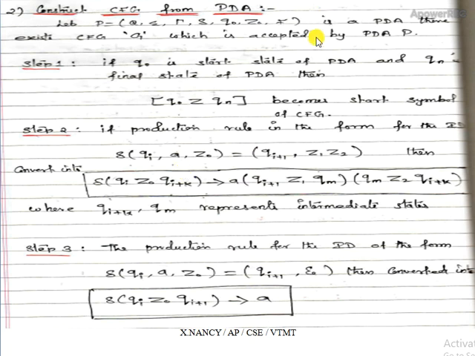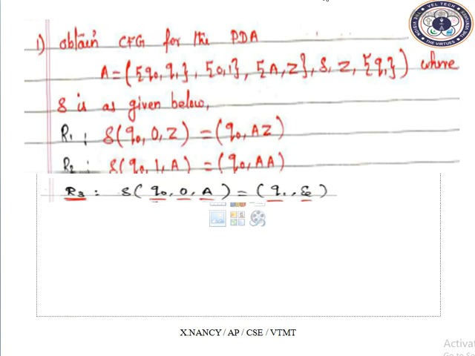Now we can move on to our problem. So this is our question. Our question is to obtain a CFG for the PDA. Here I have Q0 and Q1 as my states, 0 and 1 as my input symbols, A and Z as my stack symbols, Z as my initial stack symbol, and Q1 is my final state, where the transition function is given. I'm going to consider these transitions as R1, R2 and R3 for easy convenience of solving.